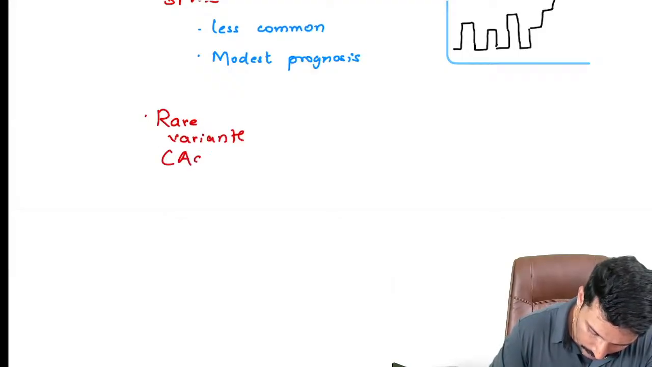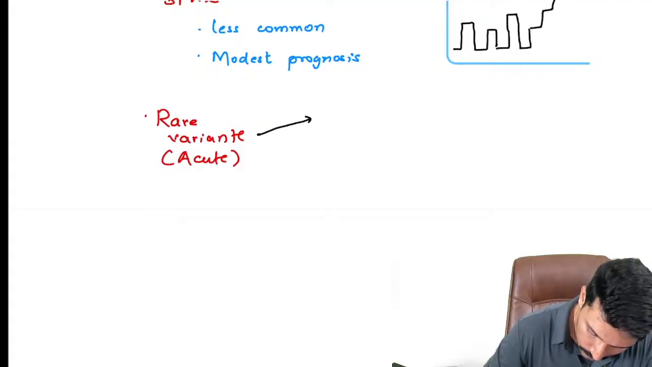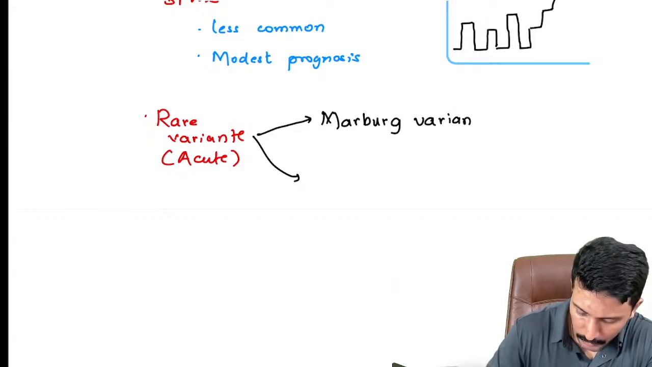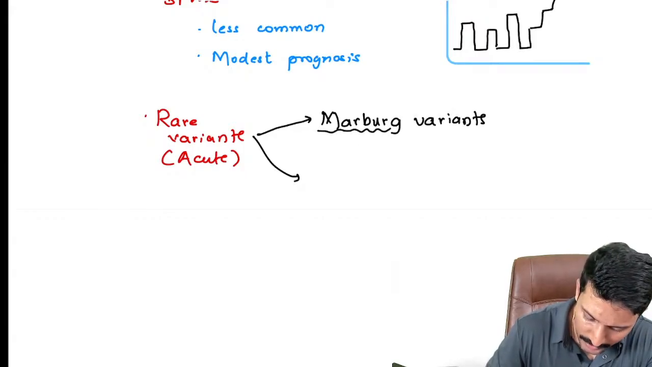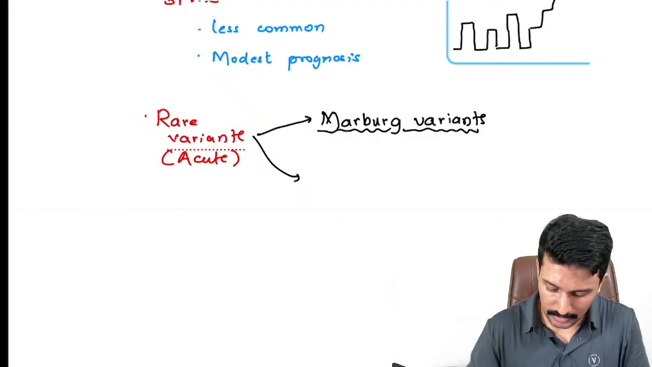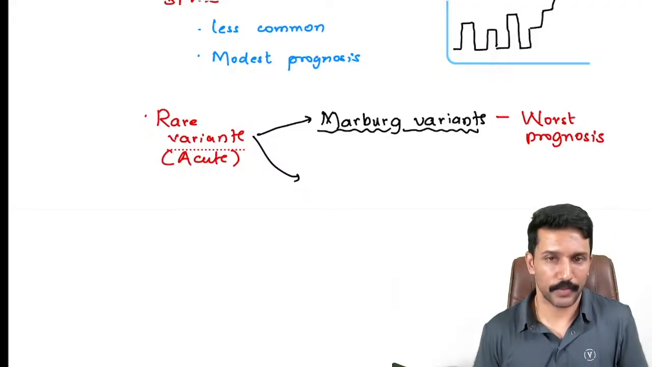And these rare variants are acute variants. One of them is called the Marburg variant. In Marburg variant, multiple episodes of demyelination happen in quick succession within a short span of time. That's why it is an acute variant, and this carries the worst prognosis. Among all, the worst prognosis is by Marburg variant.